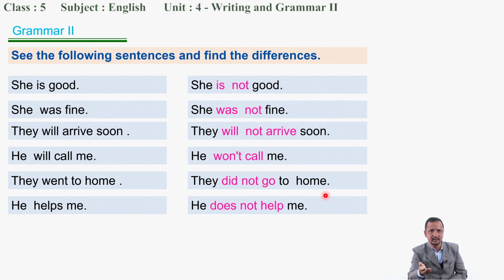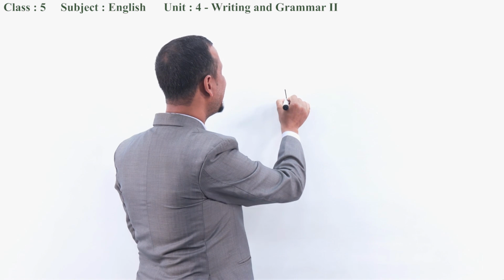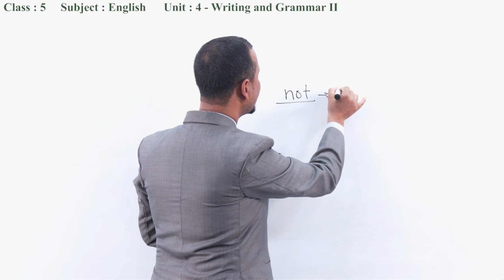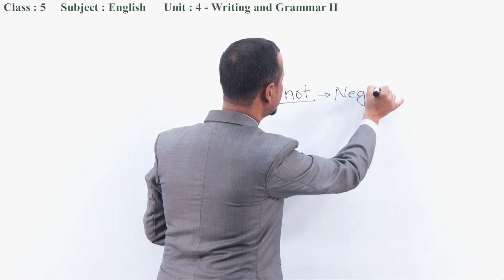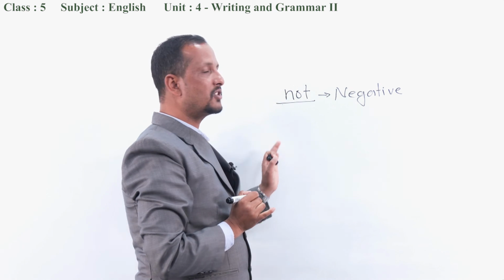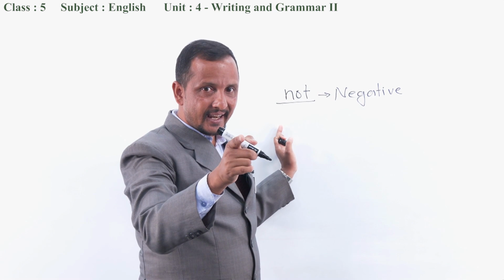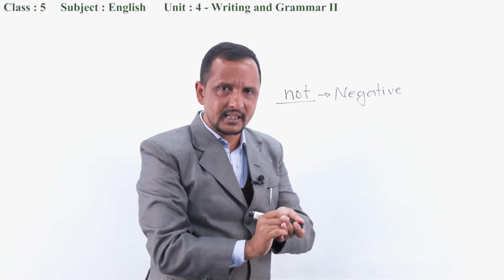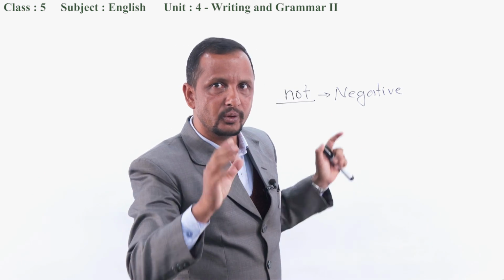Will you please hear me? Yes, very good. We have to use what? We have to use not, N-O-T, not, for negative. And this "not" we will use with an auxiliary verb. Okay, now let's see another example. Then only we will discuss.